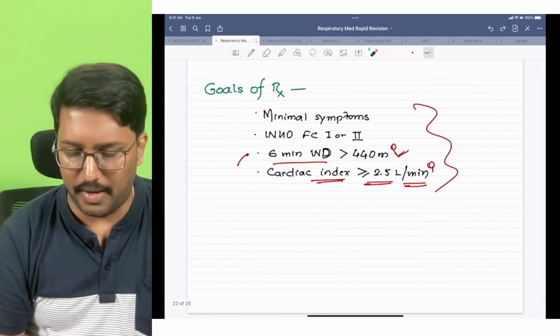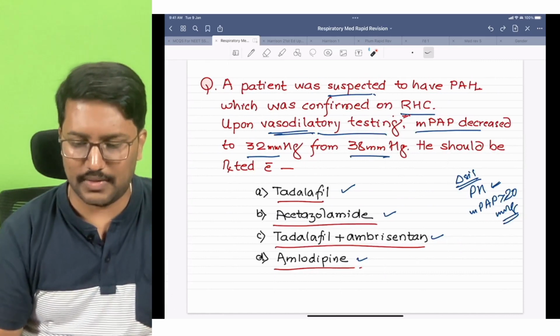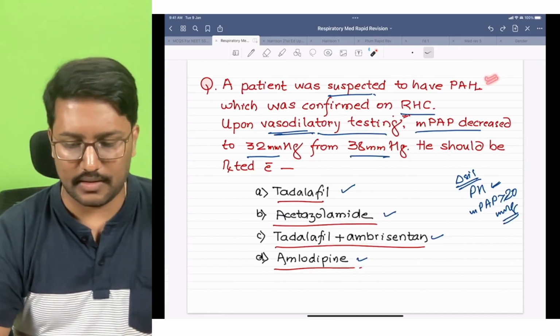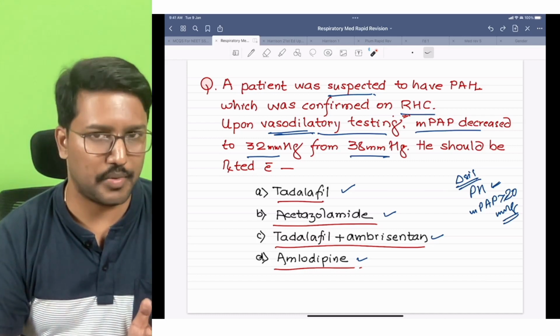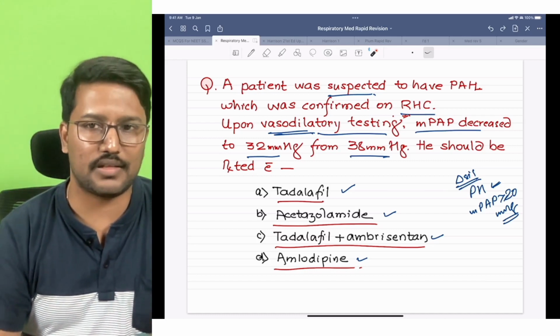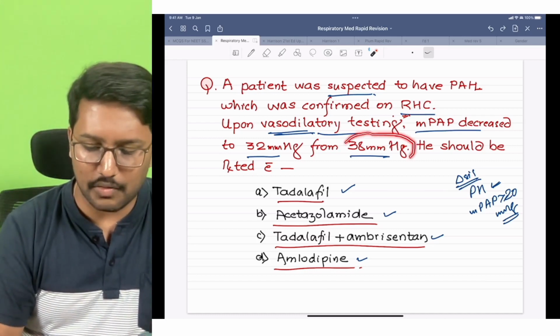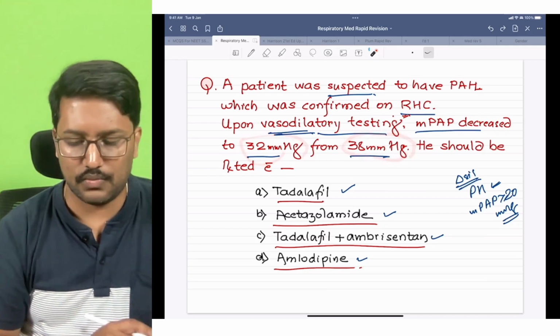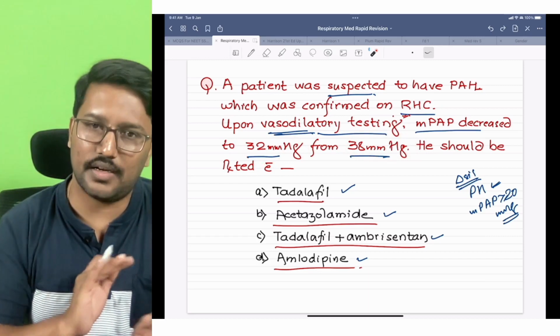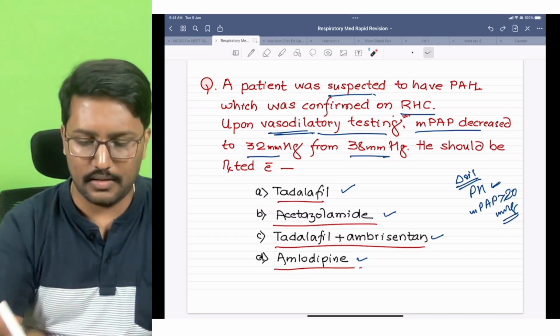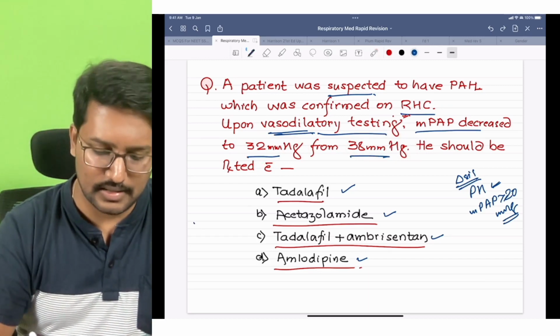Okay, I'm taking you back to the question now. This is the question we had. Suspected of having pulmonary arterial hypertension. On right heart catheterization, the pulmonary hypertension is confirmed. On vasodilatory testing, from the pre-testing of 38 it decreased to 32. Is that more than or equal to 10 millimeter drop? Obviously no. So the vasodilatory testing is negative.